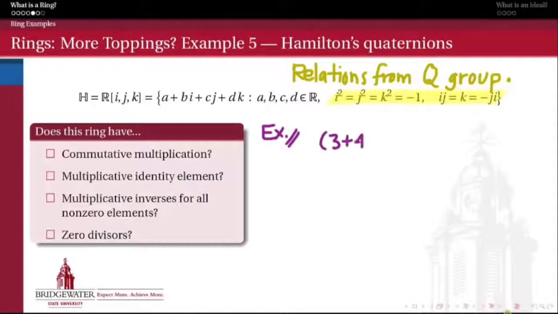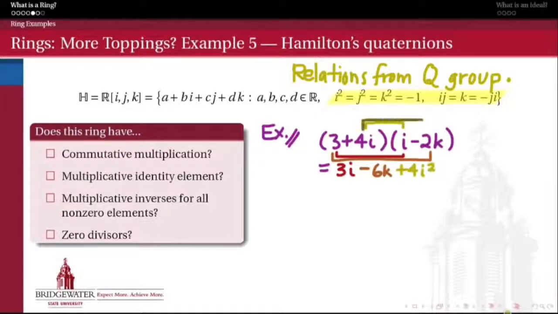So as an example, what does multiplication look like in this ring? If I multiply 3 plus 4i times i minus 2k, well, because this multiplication has to distribute over addition, that means I can FOIL this product. So I'll get a total of 4 different terms by multiplying that out. And then simplifying these using the relations in the quaternion group, I find out that this product is 3i minus 6k minus 4 plus 8j. So that's how we multiply in the Hamilton's quaternion ring.